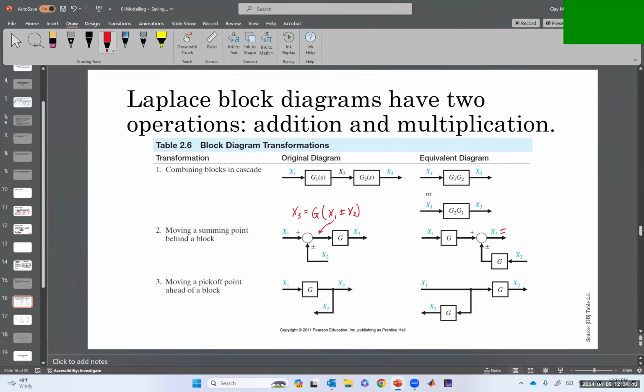This X3 is going to be the sum, or I guess the sum or difference, of this signal plus or minus this signal. The first signal is X1 times G. The second signal is X2 times G. Are those equivalent? Yes, that's how we get this block diagram equivalence: we do the algebra and then find out what it does to the picture.